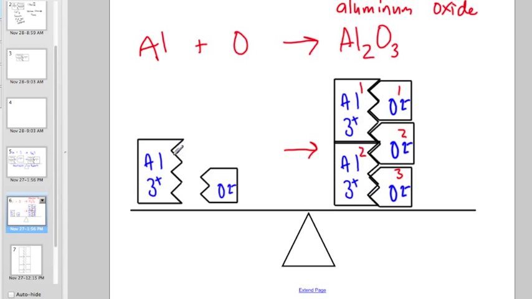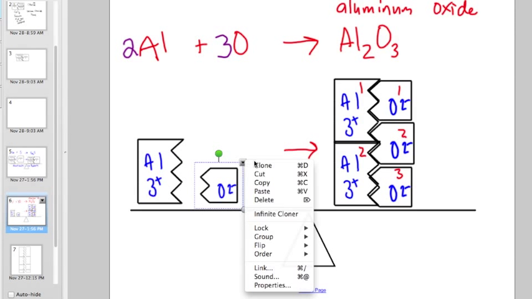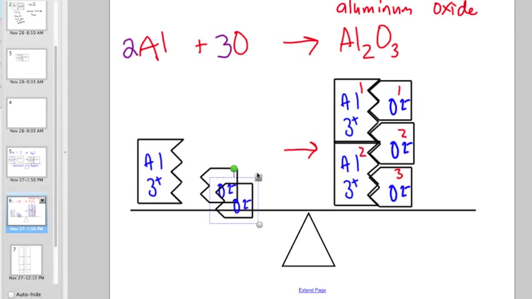Problem is, I can't start with 1 aluminum and end up with 2. I can't start with 1 oxygen and end up with 3. Whatever I have at the end, I have to have at the beginning. So I must have had 3 oxygens. I must have had 3 O's, and I must have had 2 Als. So I need 3 of these guys. I had to have 3 of them over here. They're all separate, mind you.